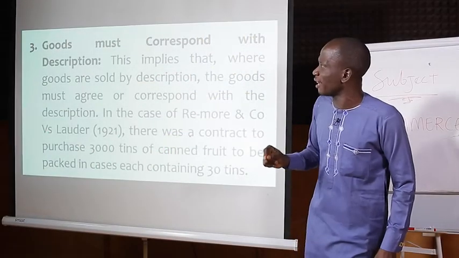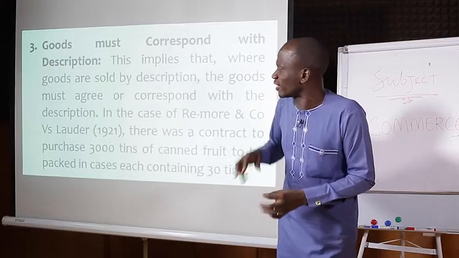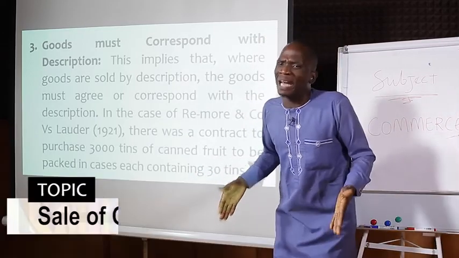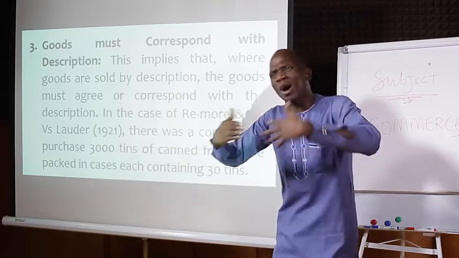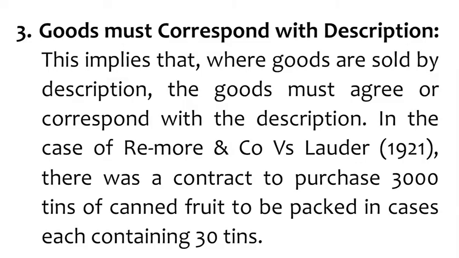The third provision here is goods must correspond with description. This implies that where goods are sold by description, the goods must agree or correspond with the description. Like in the case of advertisements, whenever goods are being advertised, what you should expect when buying the good is what you have heard during the advertisement. So whatever you are buying must go along with the description of the good given to you by the seller.